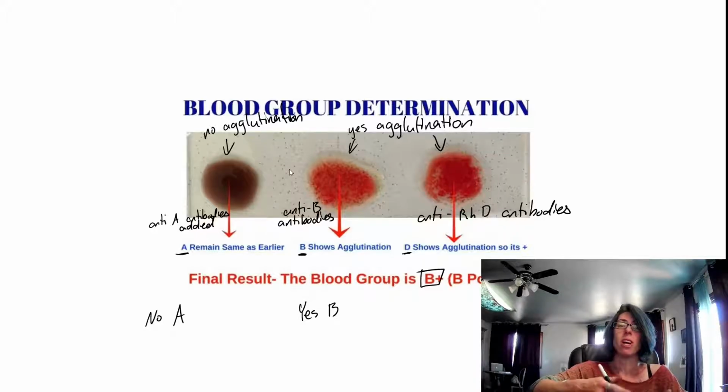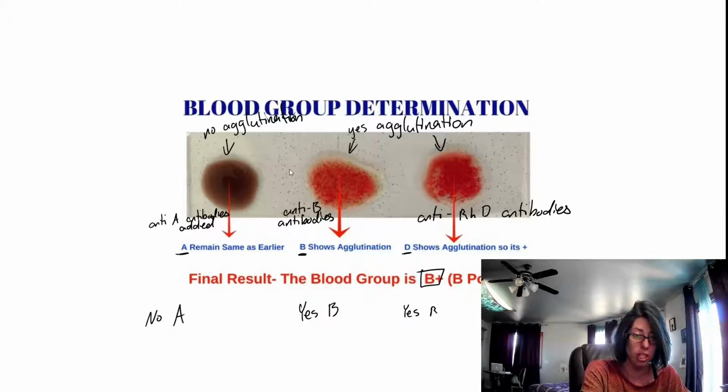That means that they are attacking. That means that there is the RHD antibody there because there is the RHD glycoprotein there, because these antibodies are anti-RHD. They only attack RHD. So if they are attacking, it means there is RHD in this blood sample. So this is yes to RHD. It is there in this person's blood.